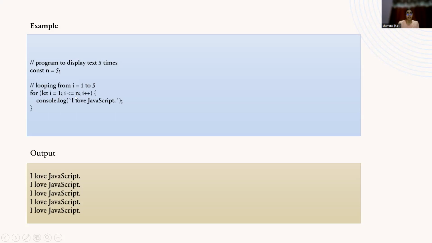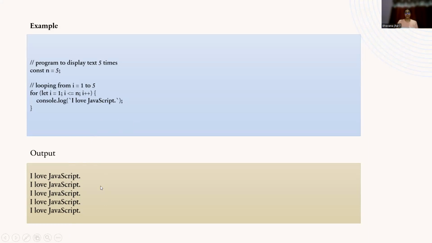Now, is 2 less than or equal to 5? Yes, it is. So it comes into this body and prints I love JavaScript. When the i value becomes 6, is 6 less than or equal to 5? No, then the loop gets terminated, and we have the output I love JavaScript 5 times. So this is our for loop.